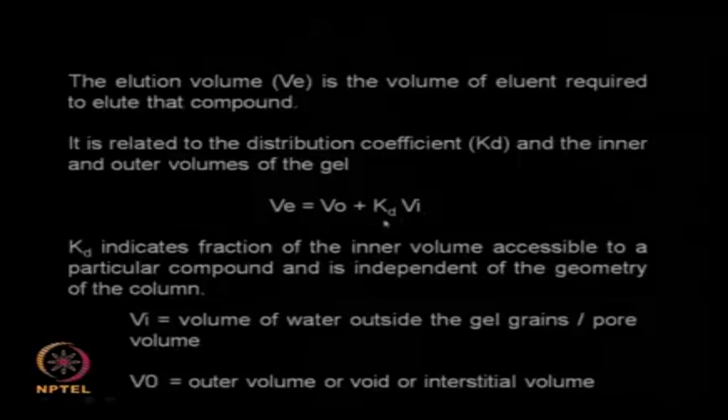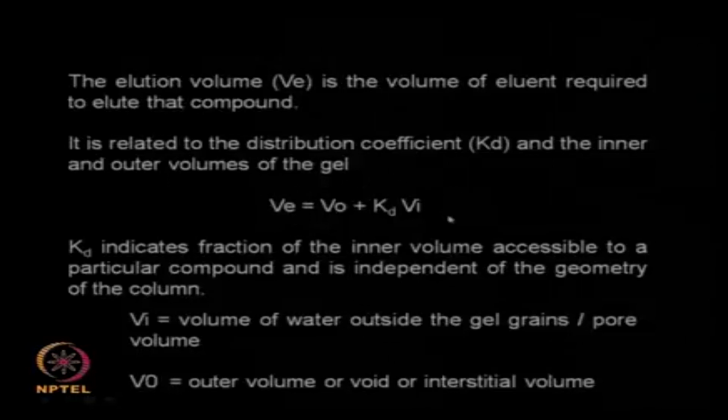Now there is a term called Kd. Kd is something like a distribution coefficient, that means distribution between the inner volume and the outer volume. Kd indicates the fraction of the inner volume accessible to a particular compound. So Kd depends upon the geometry of the column, and the geometry of the packing and so on. Kd can be large, Kd can be small, Kd can be 0, Kd can be 1 and so on. Depending upon that, my left hand side varies, that is the elution volume.